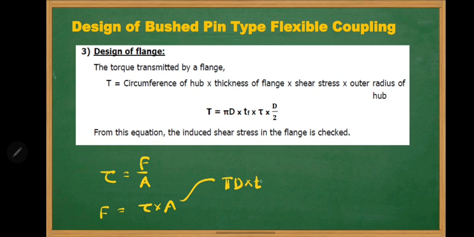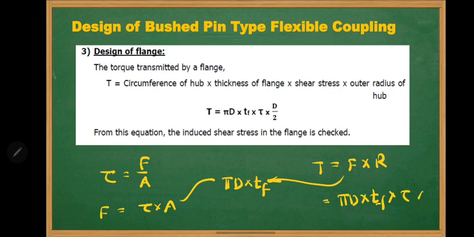And the thickness of the flange is tf. So this resisting area will become pi D multiplied by tf. Okay, and use this value in the basic equation of torque, that is torque is equal to force multiplied by radius. So the value of force is calculated here, that is pi D multiplied by tf multiplied by tau, and the radius is nothing but D by 2. So the equation is T is equal to pi D multiplied by tf multiplied by tau multiplied by D by 2. From this equation, the induced shear stress in the flange is checked.